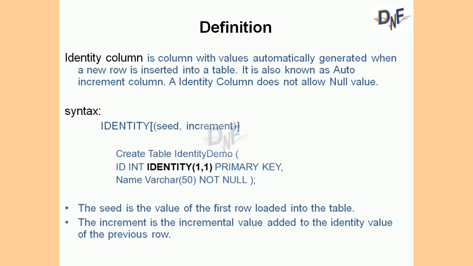Here is a simple syntax of the identity column. When we declare a column as identity column, we pass two parameters. First is a seed, second parameter is increment. The seed is the value of the first row loaded into the table, and the increment is the incremented value added to the identity value of the previous row. Let's see the live example to understand that definition.